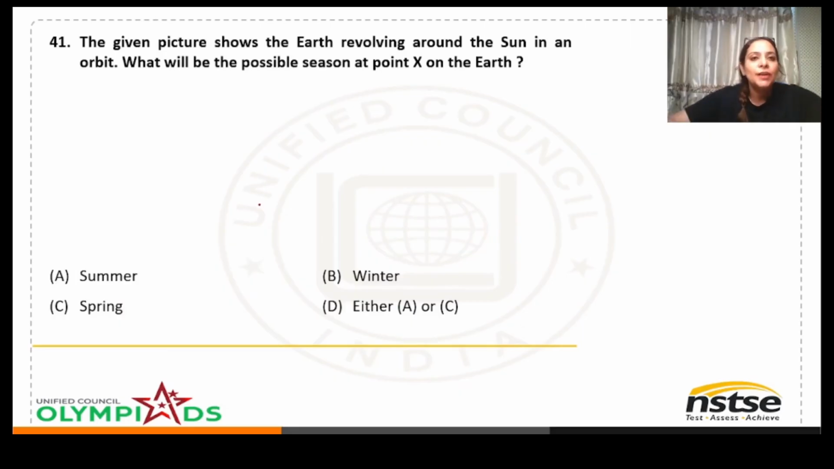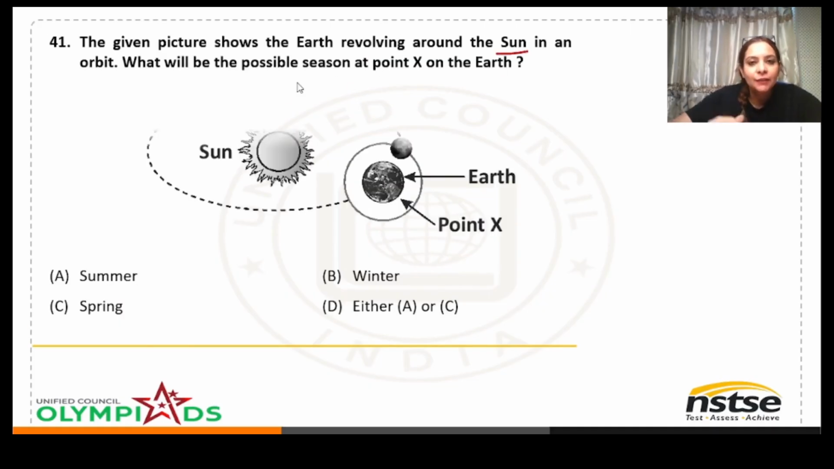Now the next question says, the given picture shows the earth revolving around the sun in an orbit. And here we have the picture. In the picture we have the sun, as you can see the sun is here, and earth is revolving around the sun. This is earth and it is revolving around the sun. So what will be the possible season at point X on the earth? We need to find that.